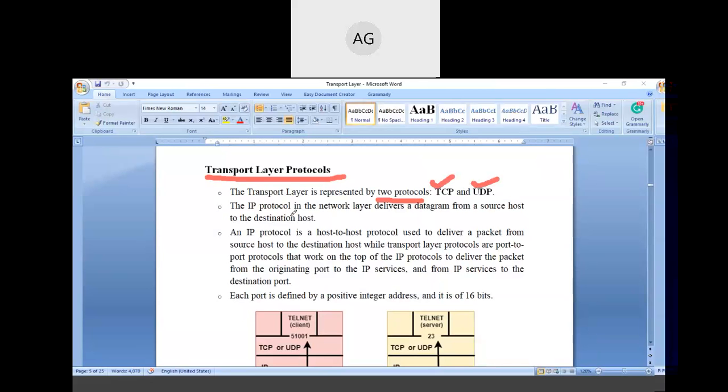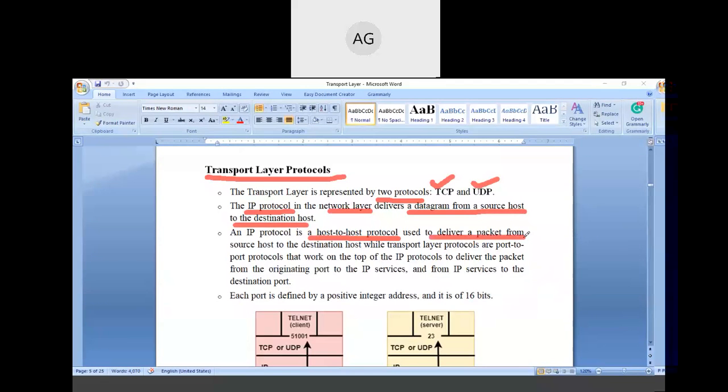The IP protocol, which is the internet protocol present at the network layer, delivers a datagram from a source host to the destination host. So the IP protocol is a host to host protocol because it connects one host in one network to a second host in another network.